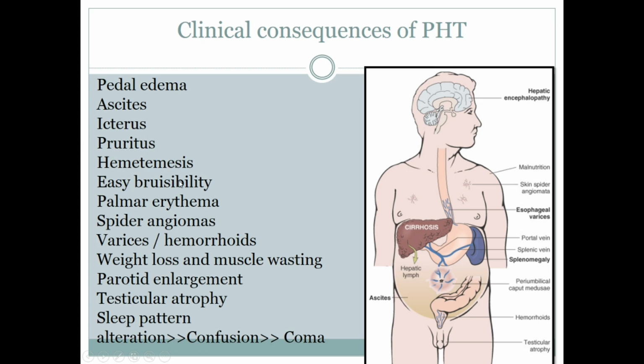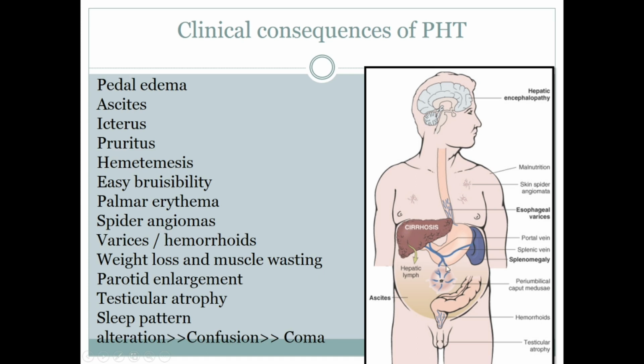Hematemesis, I've already said. Easy bruisability can happen because, like I said, thrombocytopenia can happen because of hypersplenism. So obviously if platelets are low in the peripheral blood, there can be easy bruisability. Palmar erythema means that in the palms there can be a reddish hue. That's all because of the vascular circulation which is revamped.